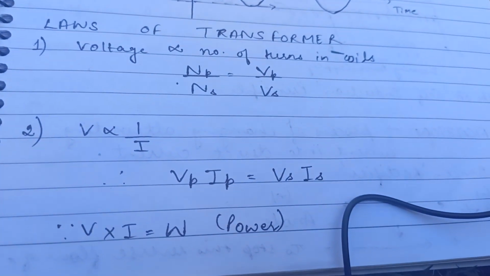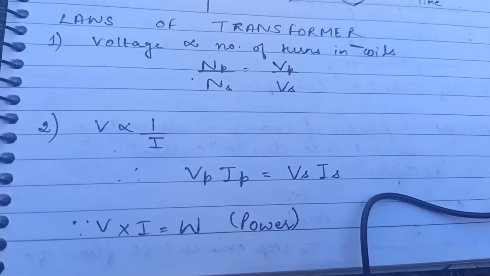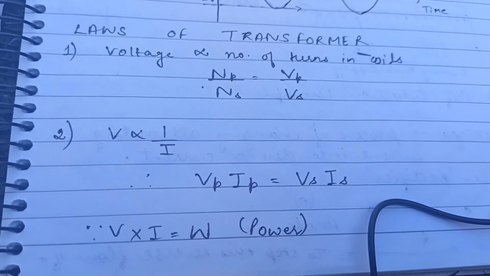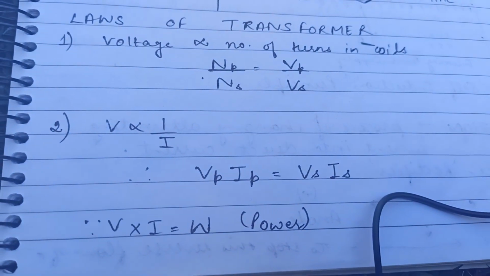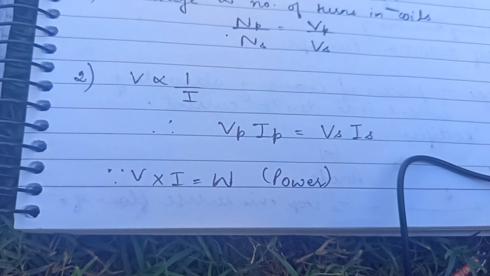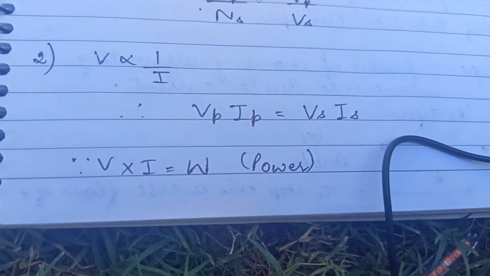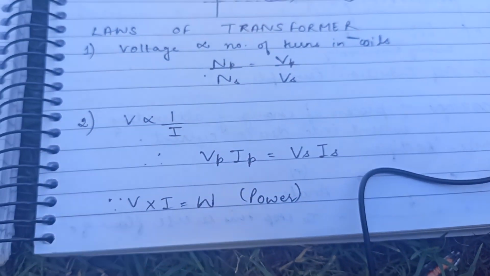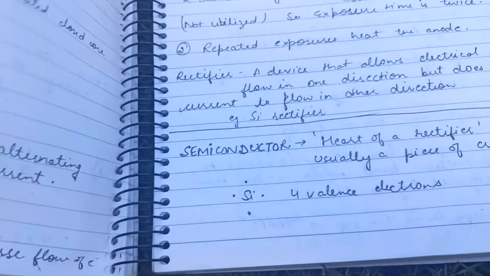So laws of a transformer. The first law states that the voltage is directly proportional to the number of turns in the coils. So N primary upon N secondary is equal to V primary upon V secondary. N is the number of turns in the coil, and V is the voltage. The second law states that V is inversely proportional to current, that is I. Potential is inversely proportional to the flow of current, and therefore it states that the product of voltage and current in the primary coil should be equal to the product of voltage and current flowing in the secondary coil, and this product is known as power. This is the second law of a transformer.